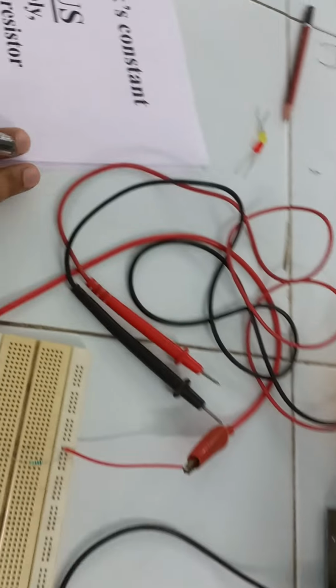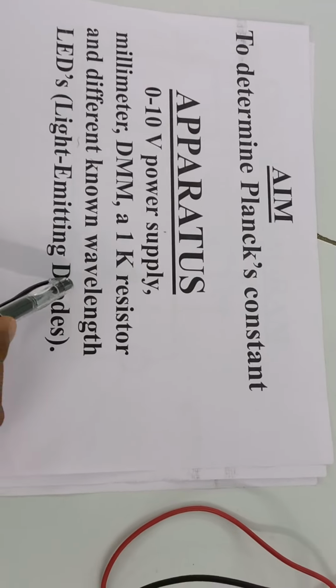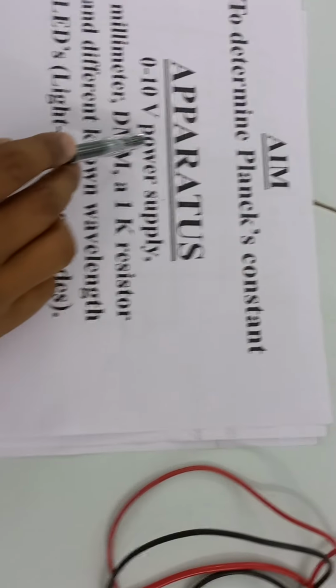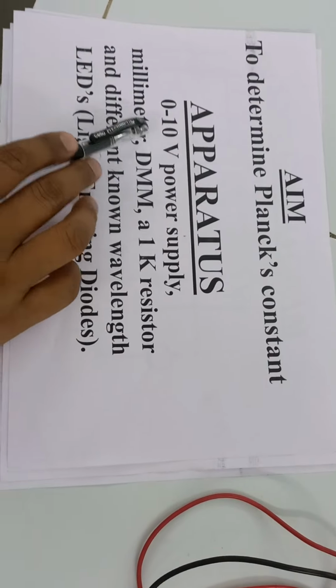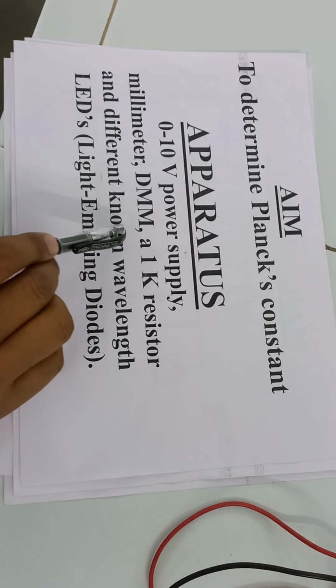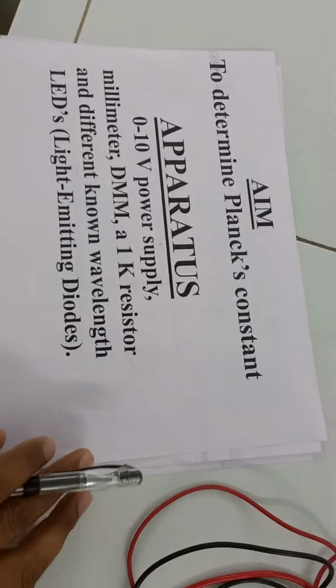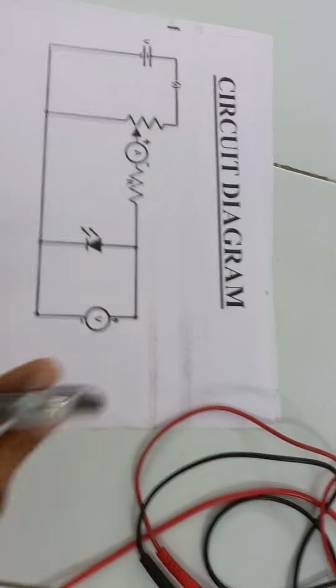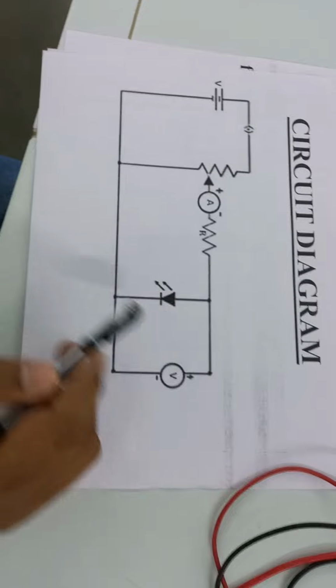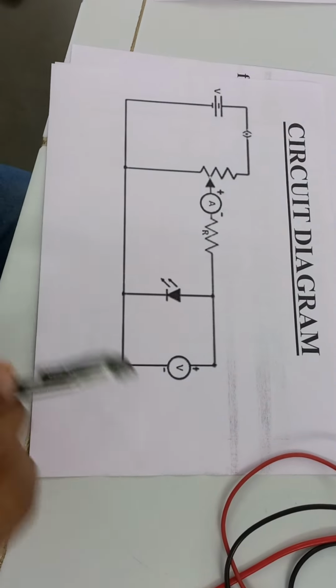To determine its value, we need a certain set of apparatus: a DC power supply, a multimeter, a digital multimeter, a resistor, and LEDs of different known wavelengths. We are going to connect the LEDs in forward bias through the DC power supply.